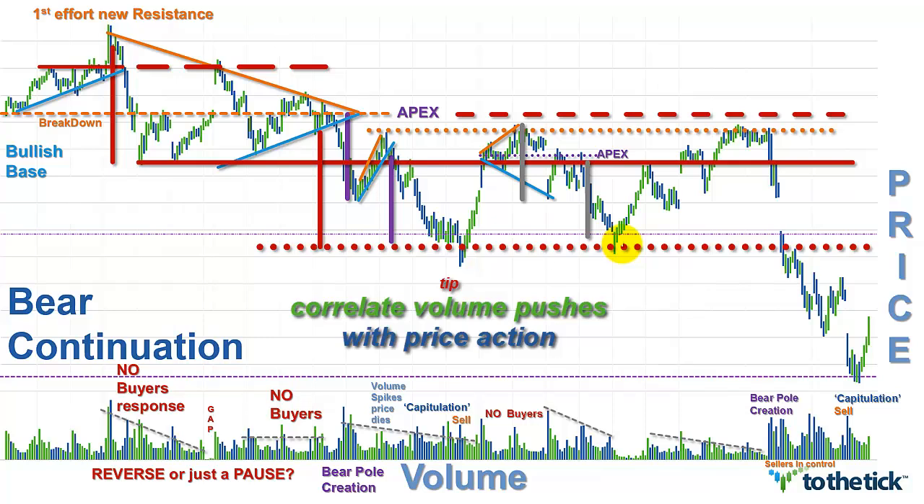How beautiful is that? And again, 1, 2, 3 efforts. Look at your volume pattern. 1, 2, 3 efforts. How many of these go all the way across my chart are 3 efforts when you look at your volume patterns? 3 efforts. Correlation, volume, price.